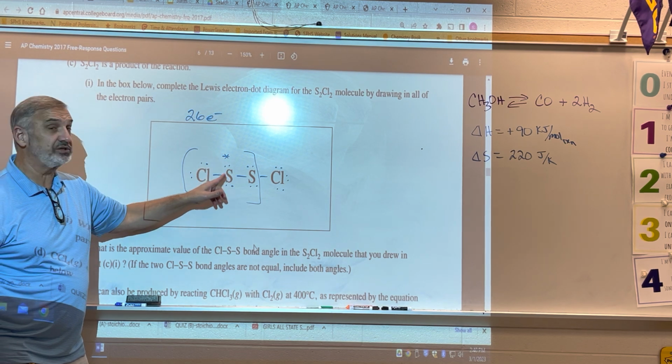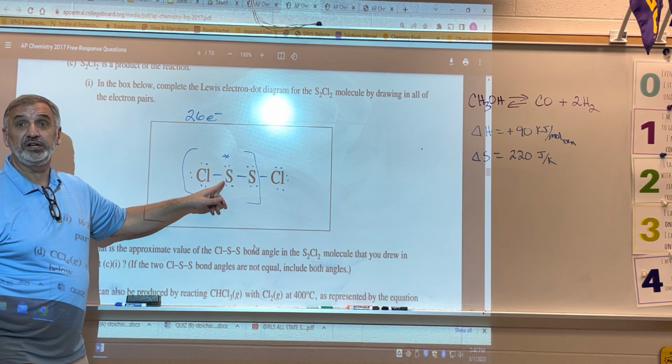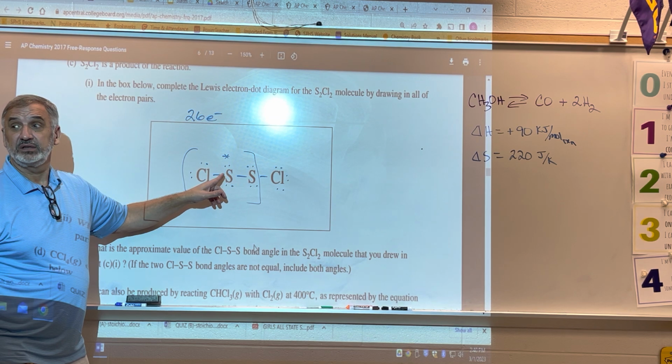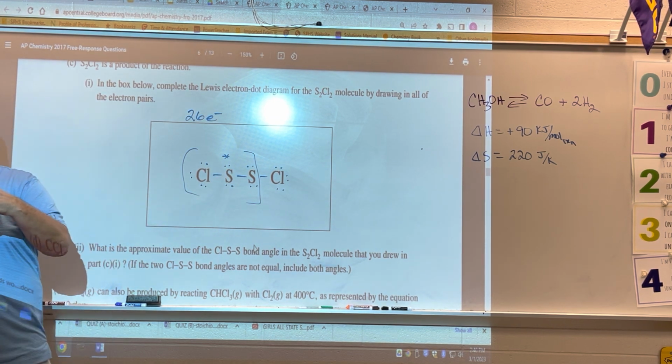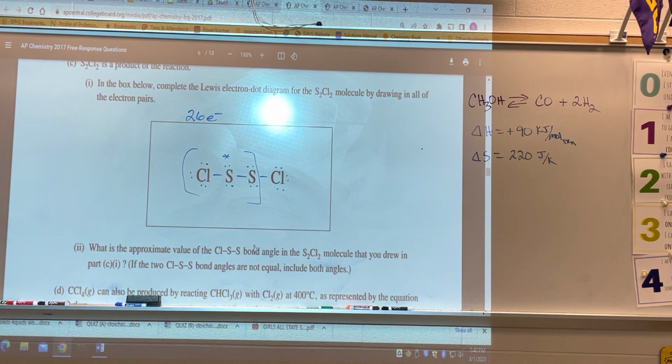But the reality is we got 2 lone pair. What do the lone pair do? Distort it. They take up more space. They take up more space, so what does that do to the bonding pairs? Bonding angles. Make it smaller, 2 to 3 degrees per lone pair. So we can say approximately 105.